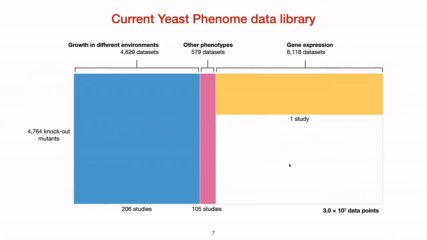So it's not technically a genome-wide data set, but we decided to include it anyway because of its value and uniqueness that will help understand the other phenotypes as well. And then there is this purple-pink slice in the middle, which started very thin, but it's growing pretty substantially over time. And these are what we call other phenotypes.